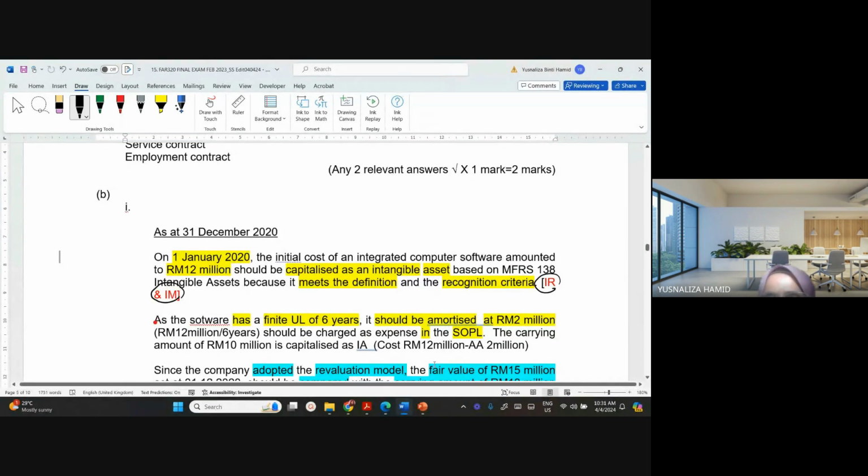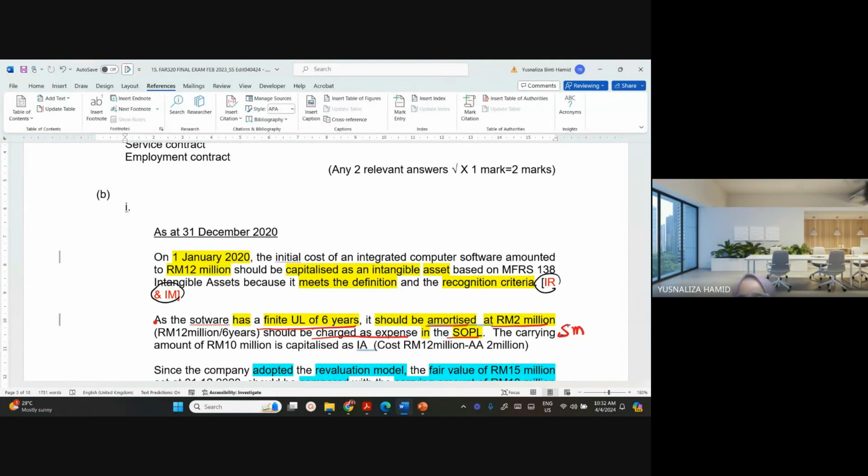Now you will talk about subsequent measurement. Number one, you need to explain about the amortization that you just calculated. Remember, I told you that it should be amortized. So the amortization, where is it being charged? In the SOPL, because it has a finite useful life. The carrying amount of 10 million is capitalized as an intangible asset, the carrying amount, right? Okay, that is what happened.